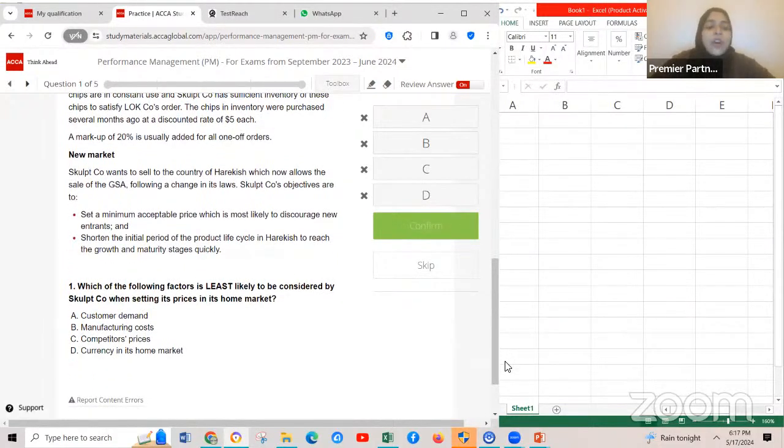New market: Sculpco wants to sell to the country of Hairkish, which now allows the sale of the GSA following a change in its laws. Sculpco's objectives are to set a minimum acceptable price, which is most likely to discourage new entrants. So they want to set a very low price, like a penetration price, and they think new suppliers will be reluctant to come into the market because they feel like they can't sell at that low a price. Shorten the initial period of the product life cycle in Hairkish to reach the growth and maturity stages quickly. They want to launch the product as fast as possible as well.